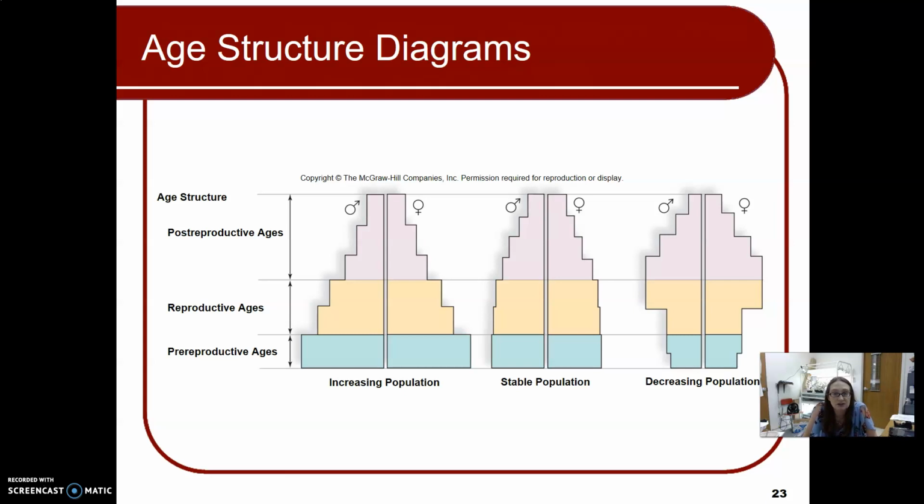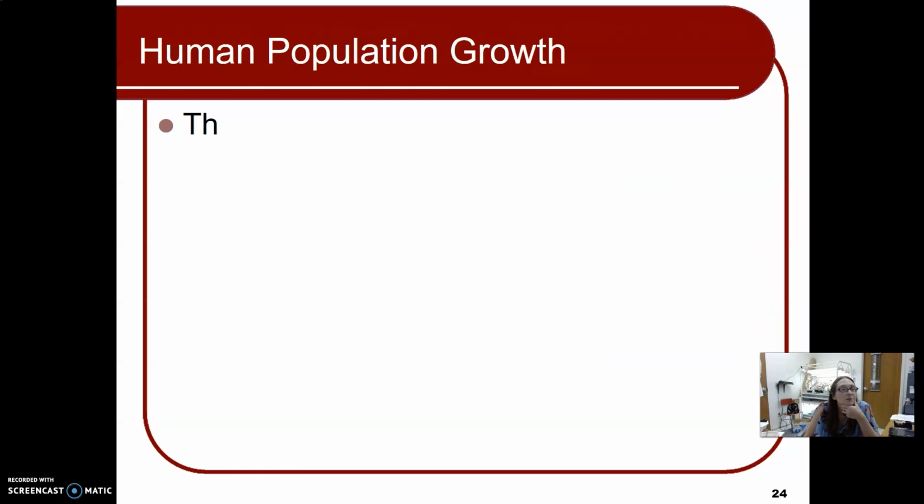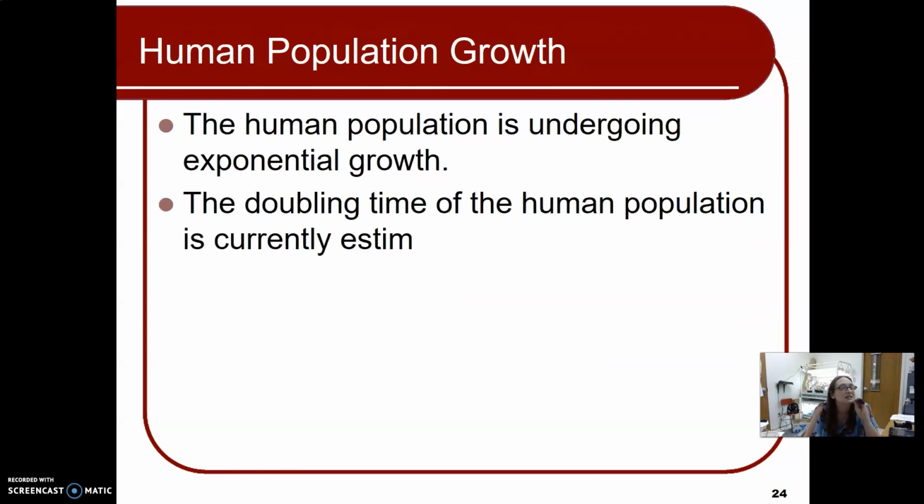A decreasing population is when you have fewer children than you do reproducing adults. So this population is going to decrease. And right now in the world, the human population is experiencing exponential growth. The doubling time of the human population is estimated at 52 years. So every 52 years, we are doubling the amount of people on the planet.